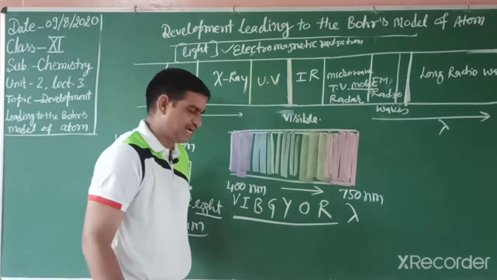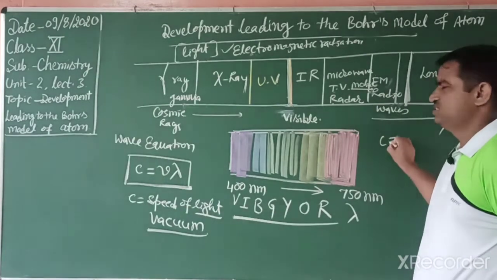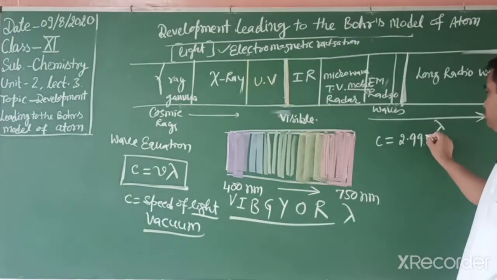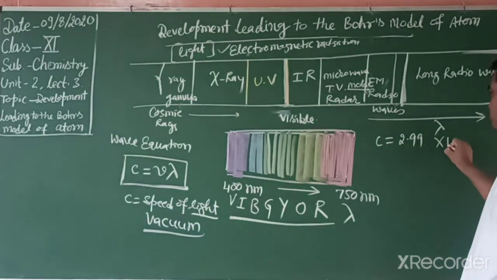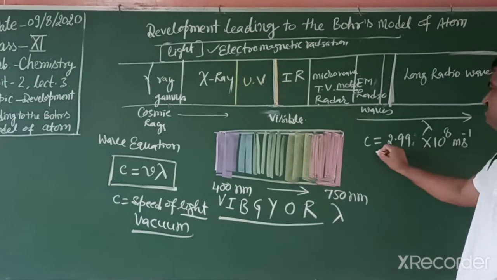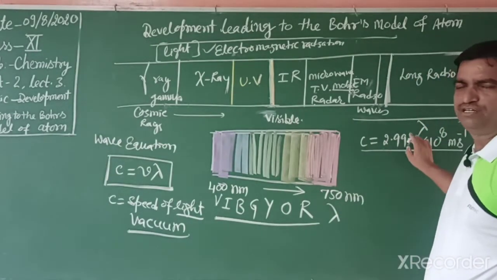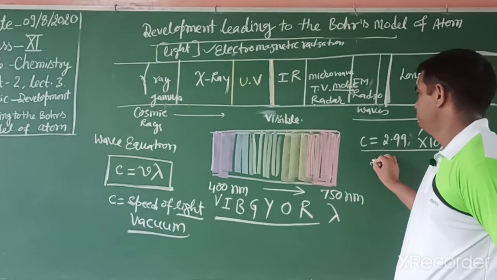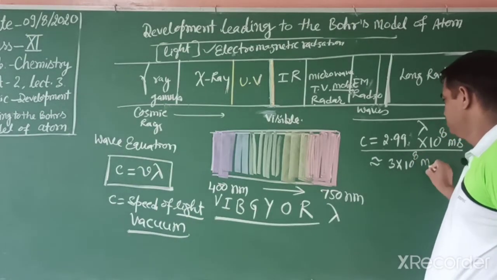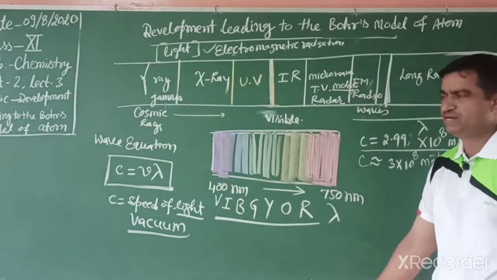Students, what is the speed of light in vacuum? All of you know, the speed of light in vacuum is C is equal to 2.99857 into 10 to the power 8 meter per second. This speed is given in your NCERT book. So generally we round it up, and we use 3 into 10 to the power 8 meter per second in numerical problems. So that is the speed in vacuum.